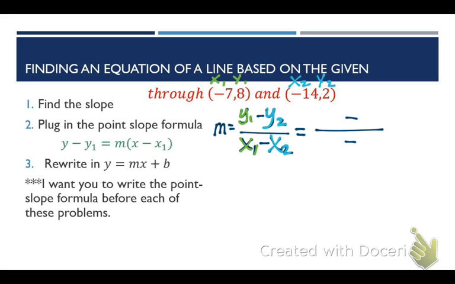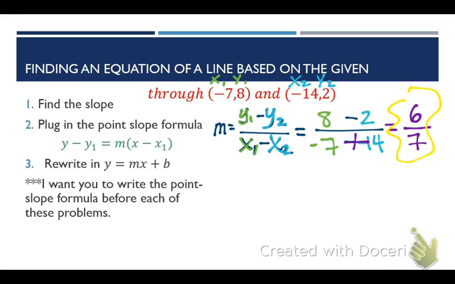All right, so what is my first y? 8. What's my second y? 2. What's my first x? Negative 7. My second x? Negative 14. 8 minus 2 is? 6. Minus 7 minus minus, which makes a plus. Minus 7 plus 14 is 7. So this is not our final answer, but that's our slope. We found that, and we're going to use that in a little bit.